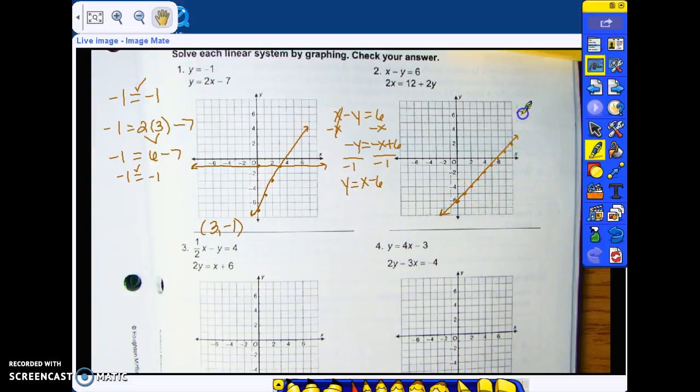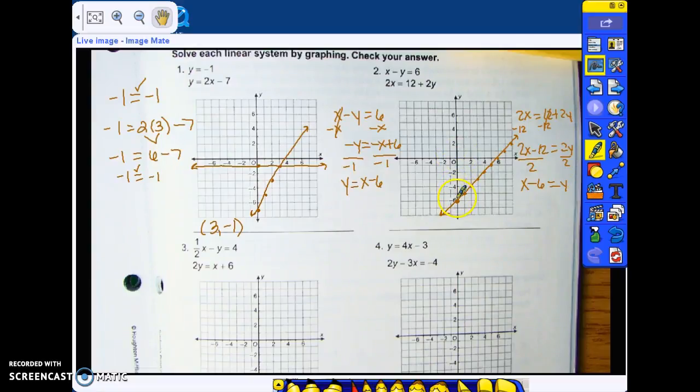And for 2x equals 12 plus 2y, I have to get y by itself. Y does not necessarily have to be on the left side, so since it's already on the right side, I'm going to subtract 12. We're going to work this a little bit backwards. So that gives me 2x minus 12 equals 2y. The y is still not alone, so I'm going to divide by 2 on both sides. 2 divided by 2 is 1, that leaves me with x. 12 divided by 2 is 6. So my equation is x minus 6 equals y.